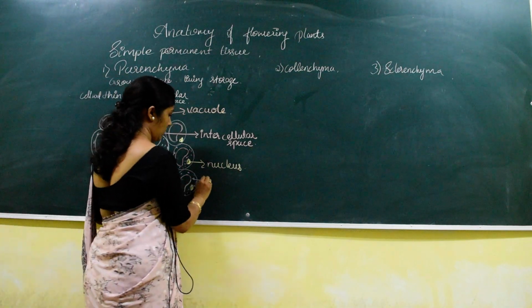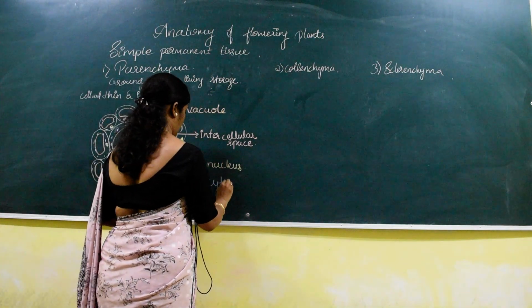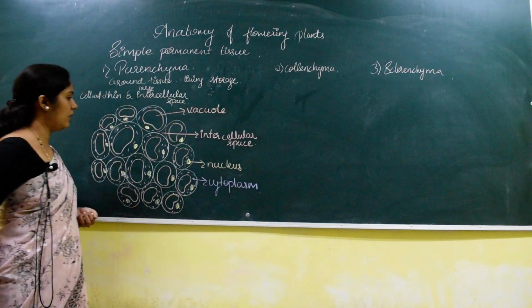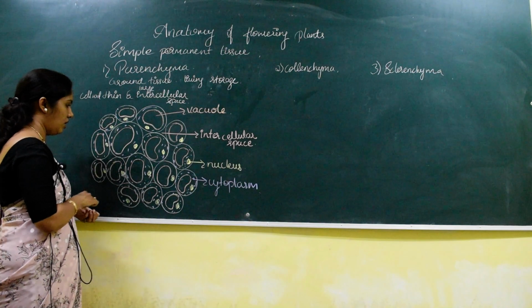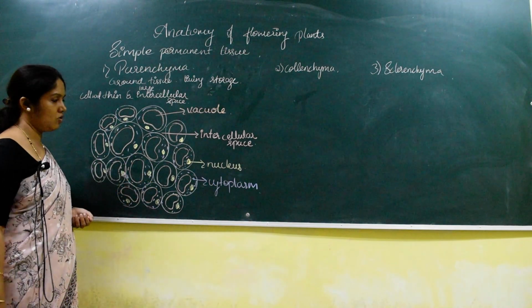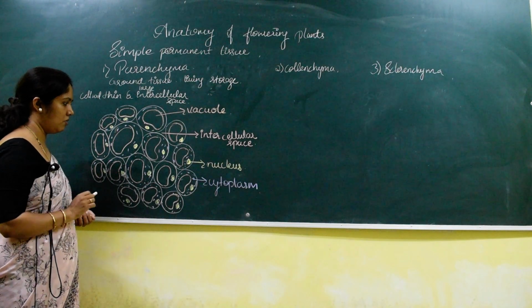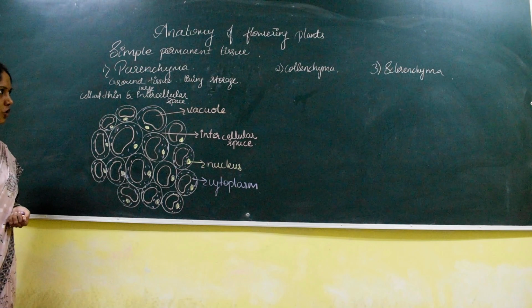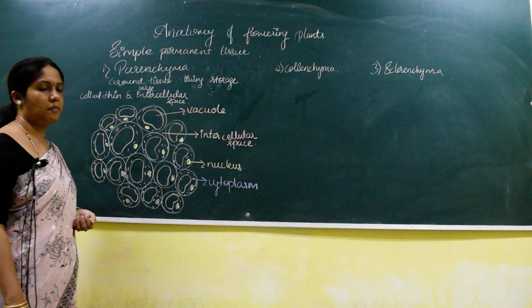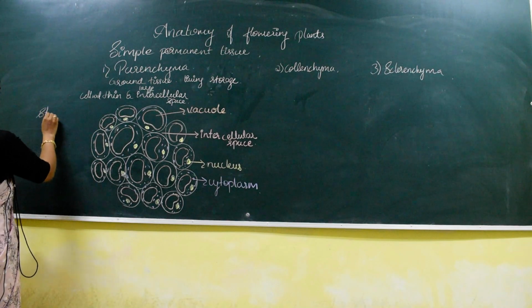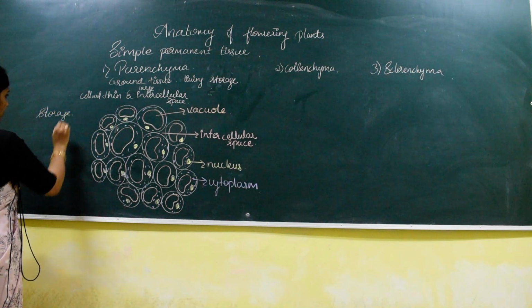So, cytoplasm. And we have to not thicken the cell wall. Whatever the outer line of the cell we have drawn, it has to be written in a very thin form. It should not be highlighted or thickened. So this is a tissue, parenchyma tissue. What is the function of this parenchyma tissue? The main function of the parenchyma tissue is that it is involved in storage.